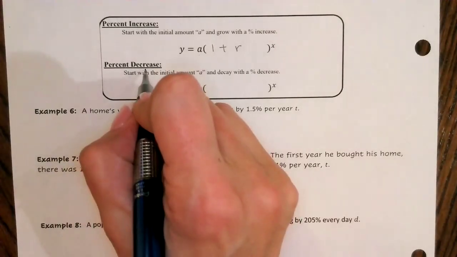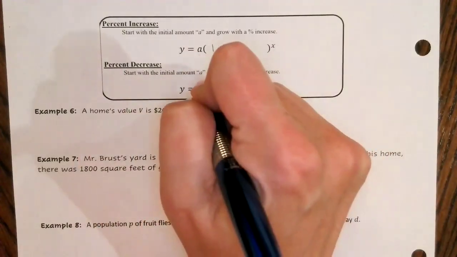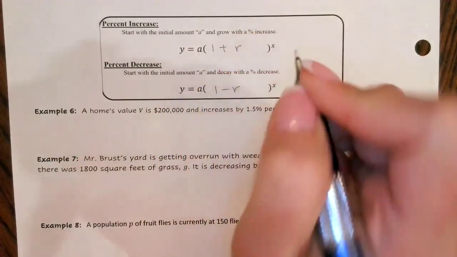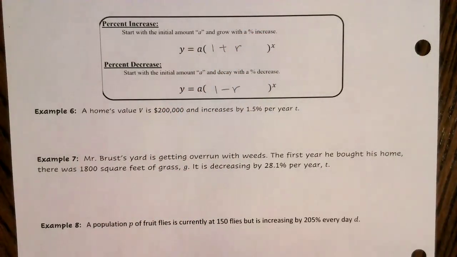If it's some kind of percent decrease, then it is our initial amount, and it's going to be 1 minus R. Now, it's not always going to say decrease or decay, or growth, so you need to look at those words in context to figure out if it is going up or going down. So looking at things like depreciation and what's happening in the actual scenario. So here's some examples of that.